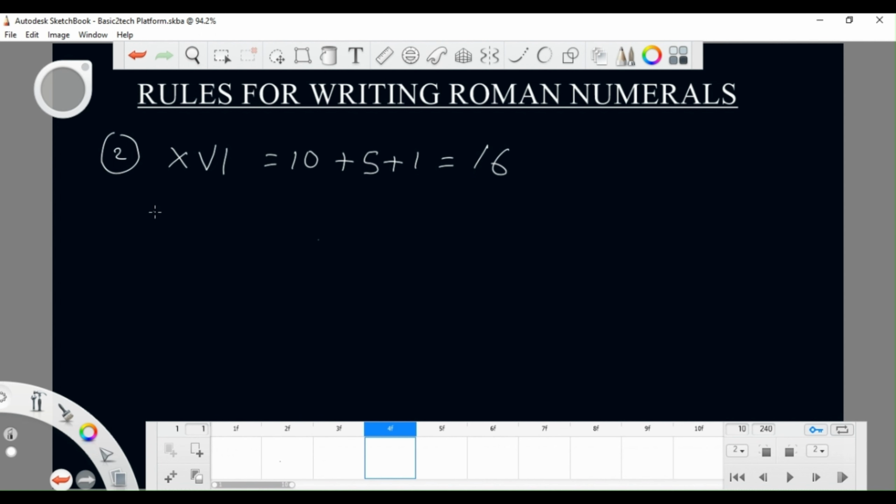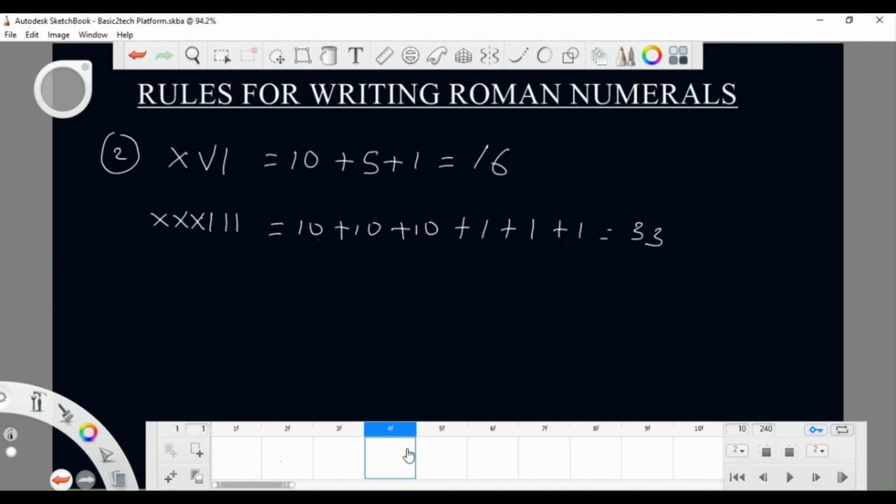Again, we can have XXXIII. That gives us 10 plus 10 plus 10 plus I, which is 1, plus I, 1, plus I, 1. That is 30 plus 3, that is 33. Again, rule number two is that you can add numbers together by putting the symbols in descending order from left to right.